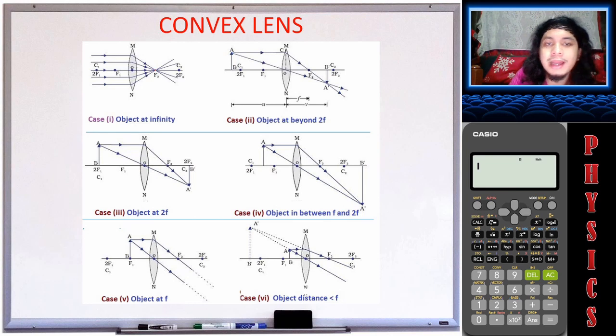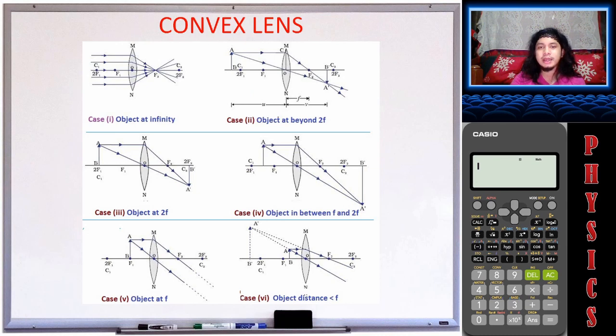So, paano natin malalaman yung image? Depende po yan sa intersection ng mga light rays. So, dito, wala. Pag sobrang layo ng object, hindi mo siya makikita sa isang convex lens. Yan, at infinity. So, ano bang ibig sabihin? Paano natin malalaman? Punta tayo sa sunod na case.